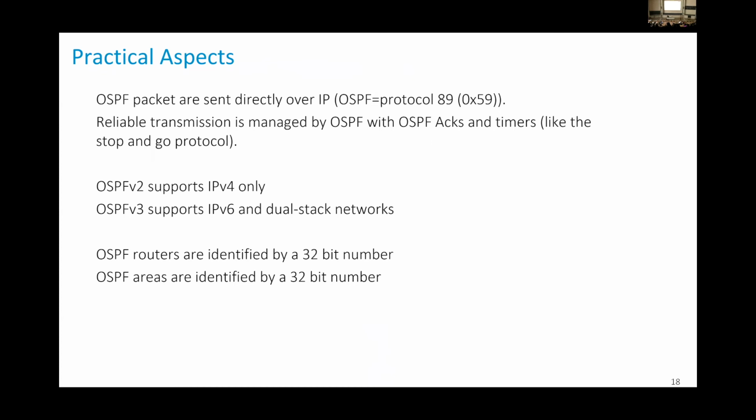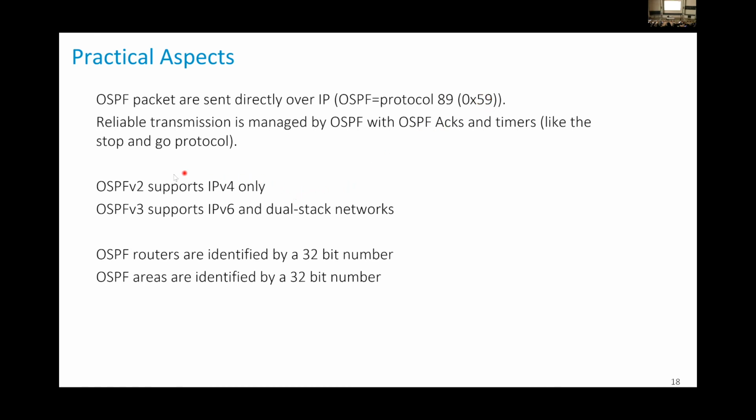Now, if we do Wireshark of OSPF, we will see that OSPF exists as a standalone protocol. It's not using TCP or UDP or something else. It is a standalone protocol that immediately exists on top of IP. So there's an IP protocol number for OSPF. This number is 59 in hexadecimal.